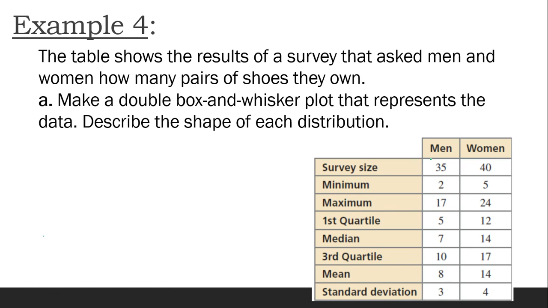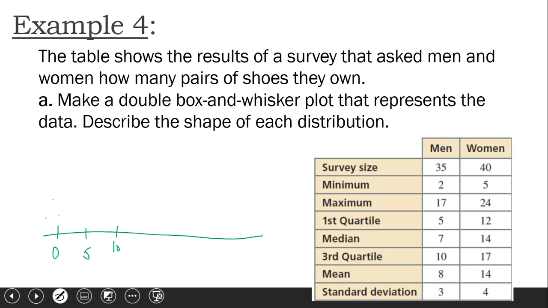So when you're making a box and whisker plot, start with the axis. Our minimum value is 0 and our maximum is 24. So I'm going to count by 5s, starting at 0. And this is the number of shoes people own, so we always want to label our axis as the number of shoes.